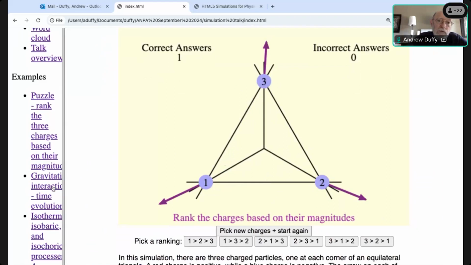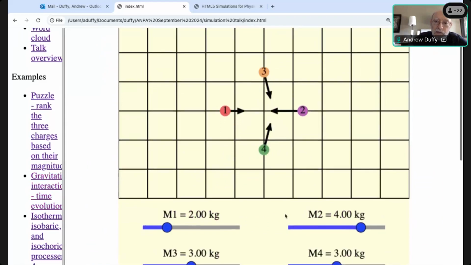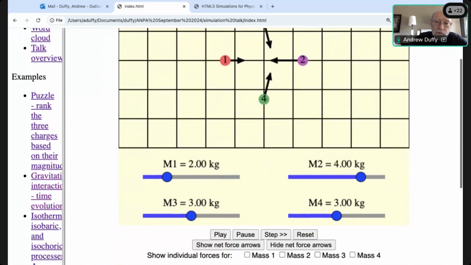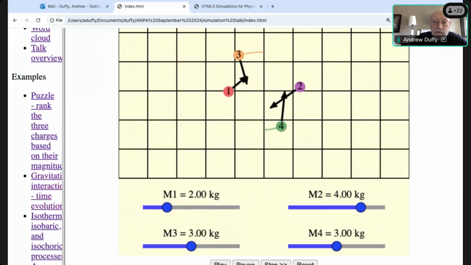Okay, here's another one about not charges. You could do it with charges as well, but these are masses interacting via gravity. Okay, so I'll hit the play button down here. At the beginning, these are just assigned random velocities and random masses. And you can watch as they interact with each other.